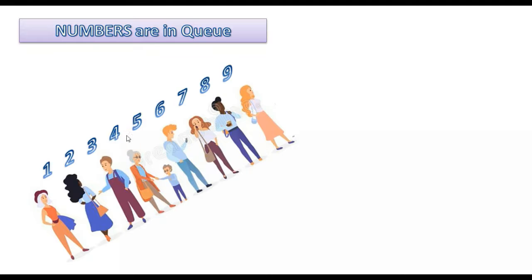So you consider any number, let's say you consider 3. 3 has 2 before it and 4 after it, right? You think of 5. 5 has 4 before it and 6 after it, right? Think of 6. 6 has 5 before it and 7 after it. So every number has another number before it and another number after it.